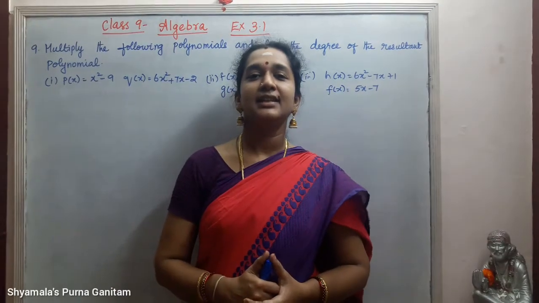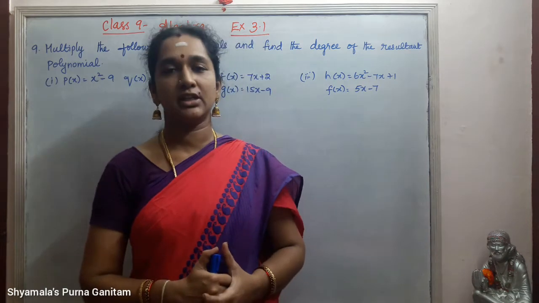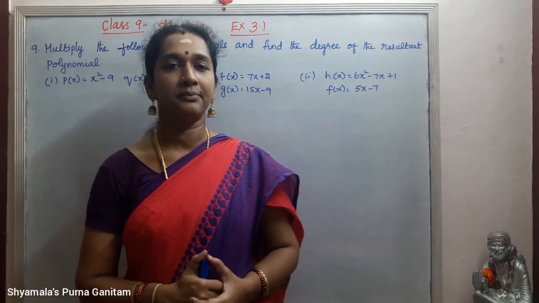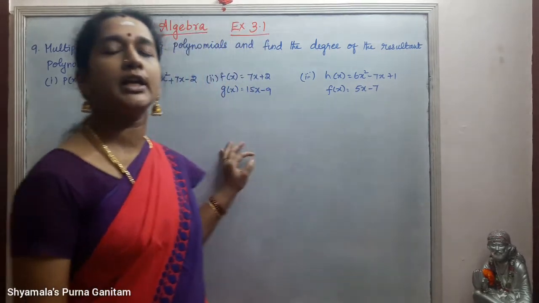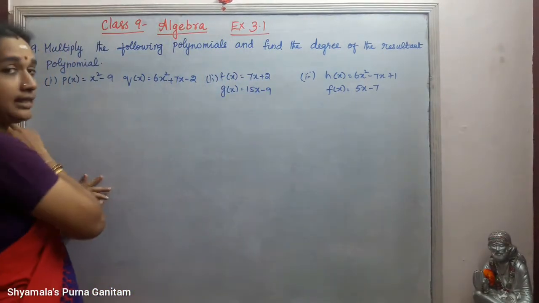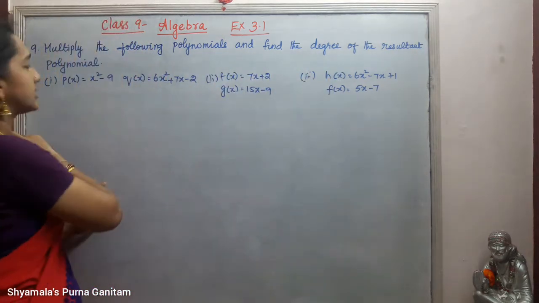Good morning students. In this class I will be doing class 9 Samacheer Kalvi syllabus or matriculation syllabus, third chapter algebra. In that, a few sums I have already completed, that is exercise 3.1. I will continue that exercise. Ninth sum is: multiply the following polynomials and find the degree of the resultant polynomial.